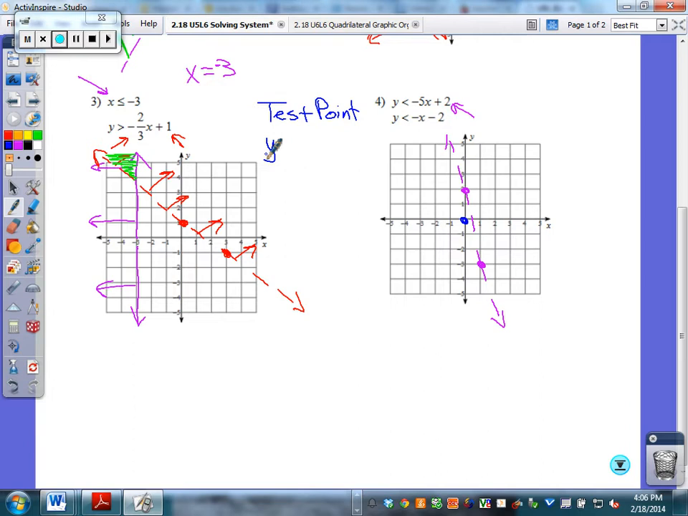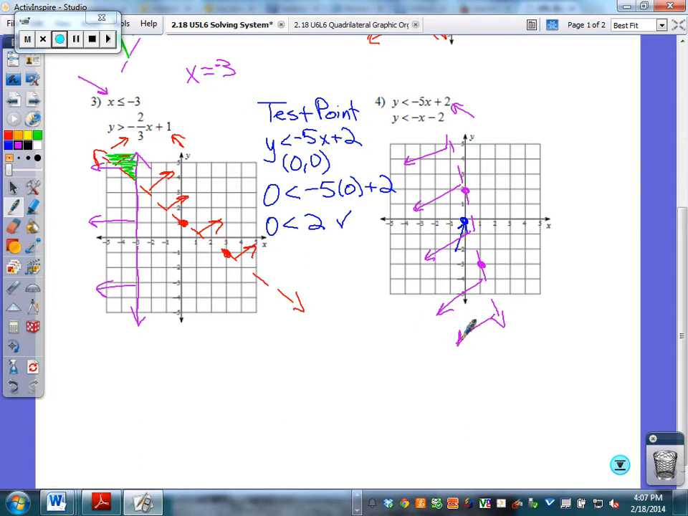So we take this inequality, y is less than negative 5x plus 2. We'll plug the point 0, 0 in. So we have 0 is less than negative 5 times 0 plus 2. So we have 0 is less than 2, and that is true. So then we know wherever that point is that shows true, that is the direction in which we are going to shade this line.